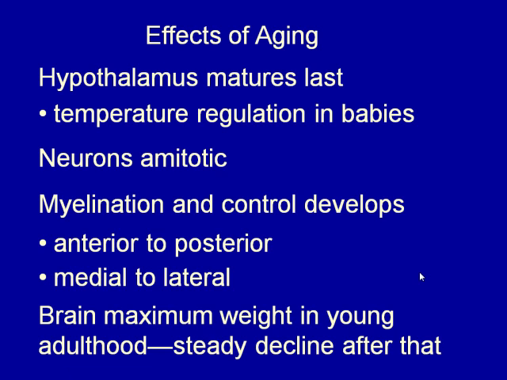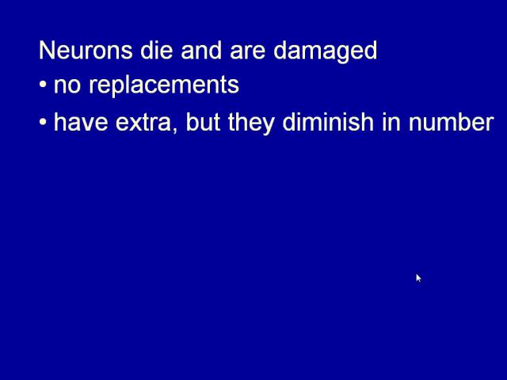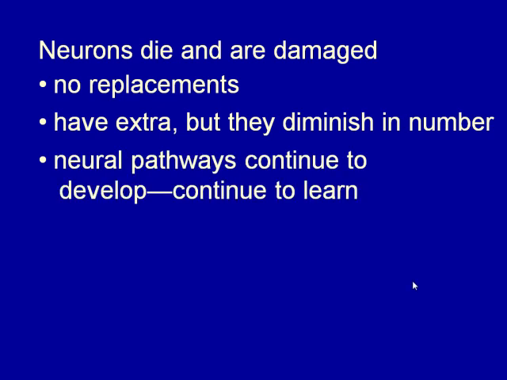Your brain is at its maximum weight in young adulthood. That's about 25. After that, it's a steady decline in weight and mass. Not a good thing to know, is it? Neurons will die over the course of your life and become damaged. Remember, there are no replacements. We don't go through cell division to make more. You do come with a few more neurons than you really need. But as you damage neurons, you pull from that pool, and over the course of time, they also die a natural death, so you diminish those in number.